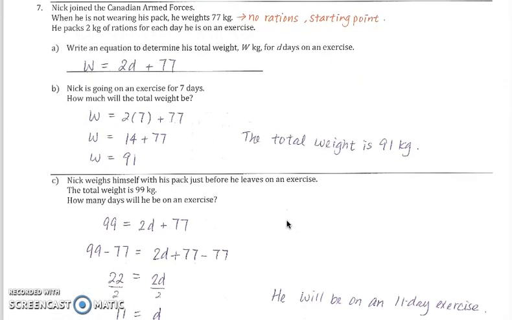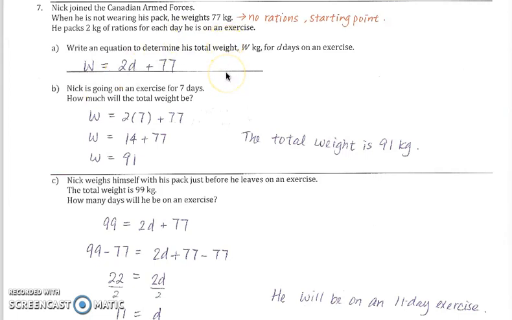Number 7. Nick joined the Canadian Armed Forces. When he's not wearing his pack, he weighs 77 kilograms. So this means there's no rations and it's the starting point. He packs 2 kilograms of rations for each day he is on an exercise. A. Write an equation to determine his total weight, W kilograms, for D days on an exercise.